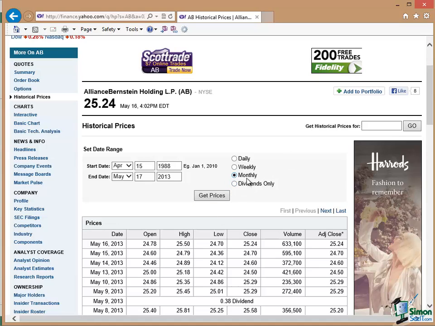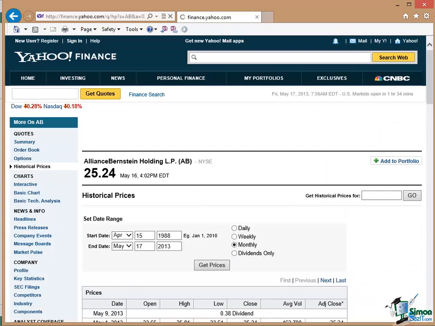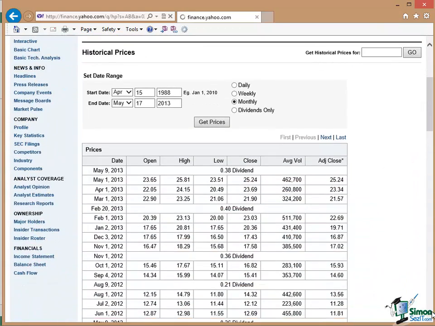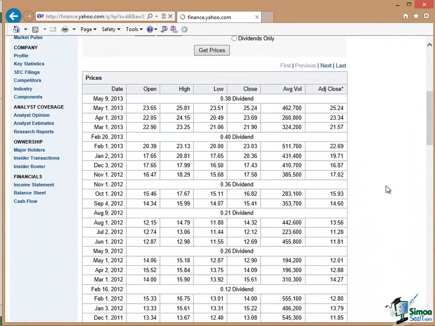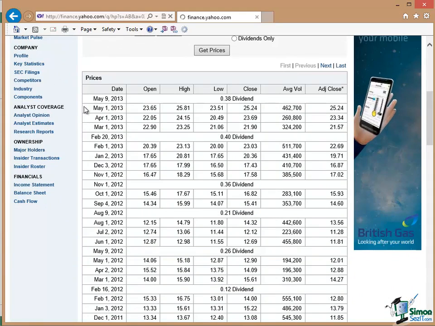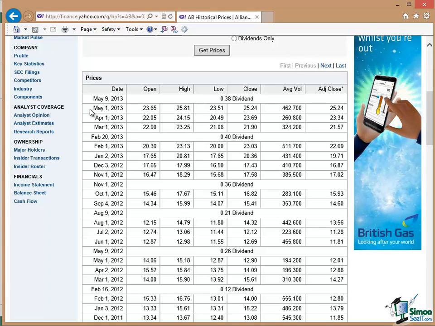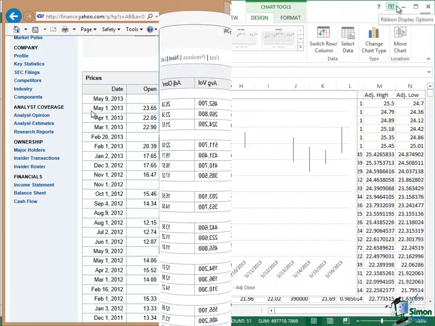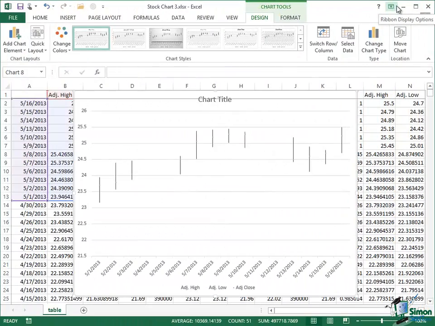If I select monthly on the Alliance Bernstein holding page in Yahoo Finance, click on Get Prices, and then allowing for the fact that I'll see dividends approximately every 3 months, I could download the monthly figures and use the adjusted high, adjusted low, adjusted close monthly figures. That would give me a good picture over a long period of time. Okay, so that's the high-low close chart.